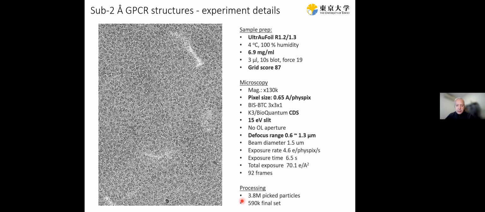After particle picking, there were around 4 million particles, and after classification steps, around 600,000 left. So this is the typical kind of filtration, reduction during filtration of what we get with the datasets nowadays.